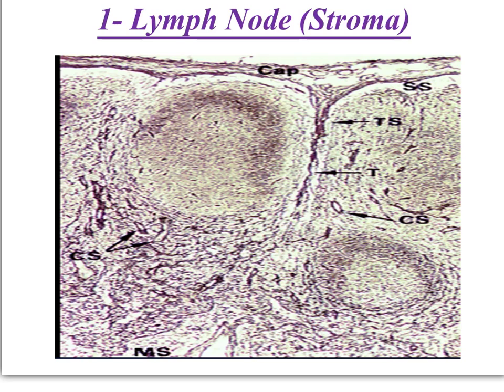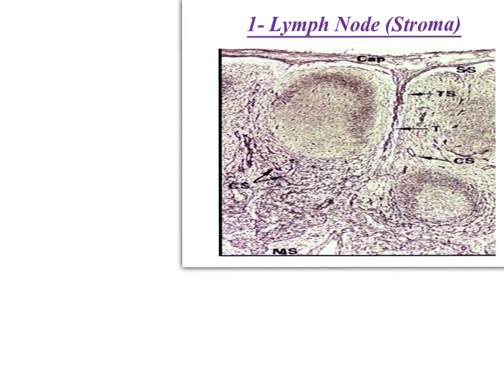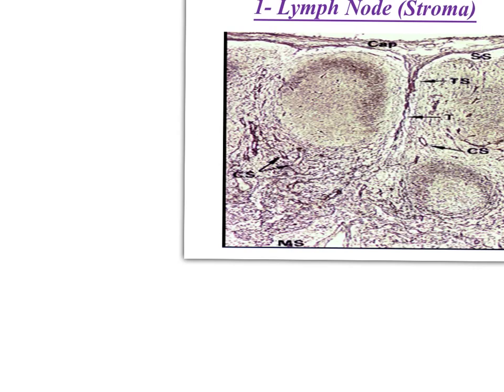In this picture, we have the following labels. This label is for the capsule. What is the character of this capsule? The capsule here is thin. So in this picture, you may be asked about the following. The capsule here is characterized by being thin, first of all.